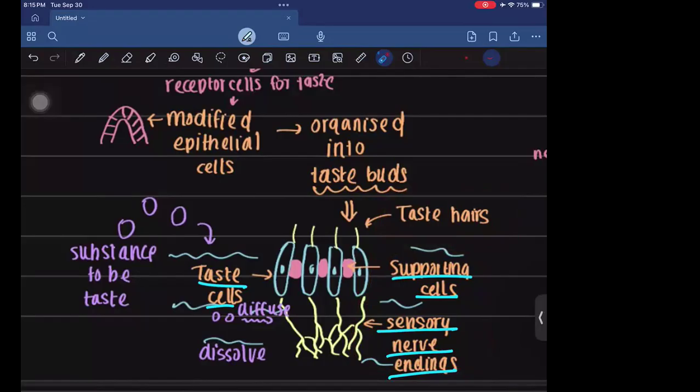Now, how will the substance which has to be tasted be detected by the taste cells? Whatever the substance is, it has to be dissolved in the fluid surrounding the taste cell. You have saliva in your mouth, so it will dissolve in there, and then finally it will diffuse into your taste cells, and then you will be able to detect it. Once the information is transmitted to your central nervous system, your brain will say, okay, you're eating a sweet, you're eating a brownie, whatever it is, and you will be able to feel that.